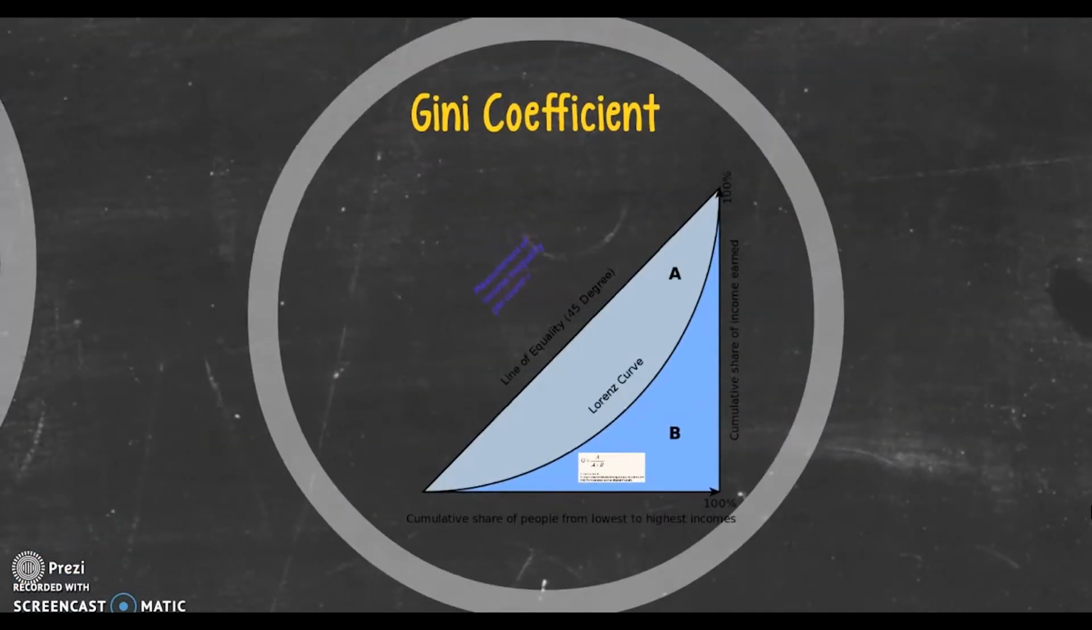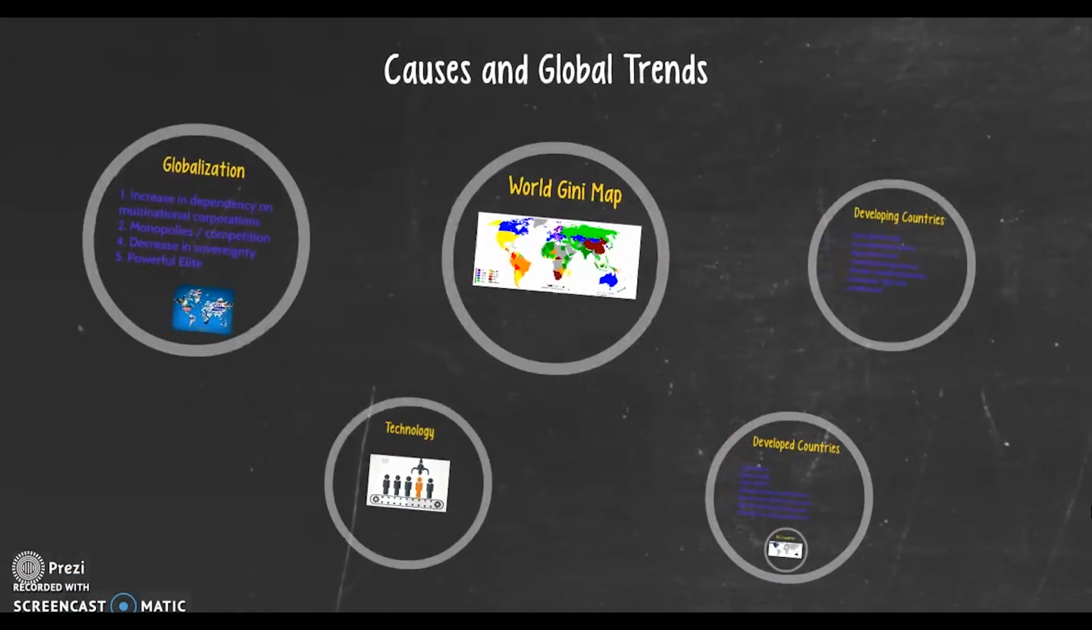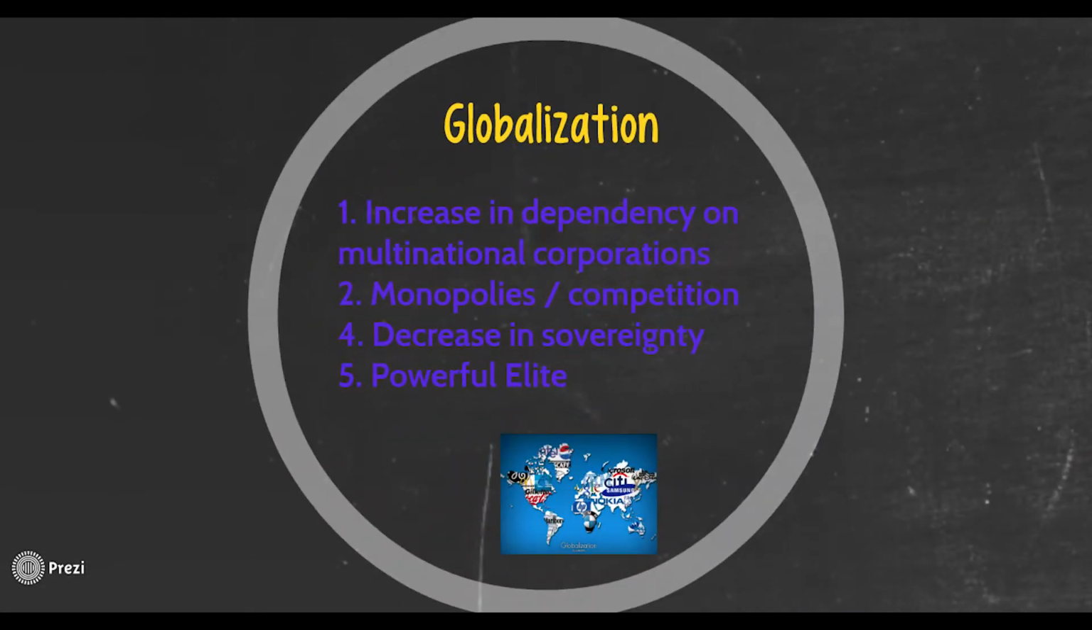Globalization and technology are the driving forces behind the growing amount of disparities around the globe, especially the growing income inequality. Firstly, there's the influence of multinational corporations. Their increase in influence may hurt local companies due to the competition they create. They may become monopolies, allowing them to reduce choice and increase prices.